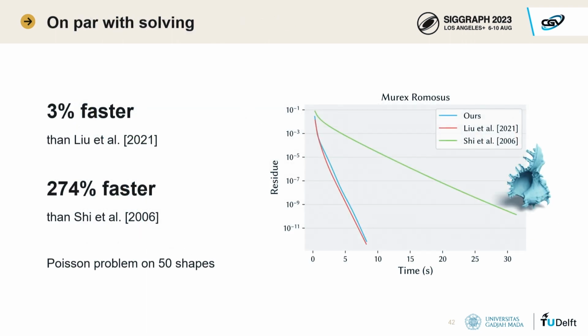When comparing timings for a fixed target tolerance on a Poisson problem for over 50 shapes, we find that we are 3% faster than Liu and colleagues, showing that we maintain the fast solving behavior, and we are 274% faster than Shi and colleagues, showing that this geometric approach increases the solving speed.